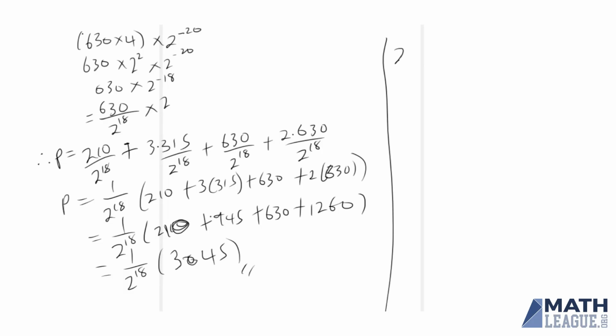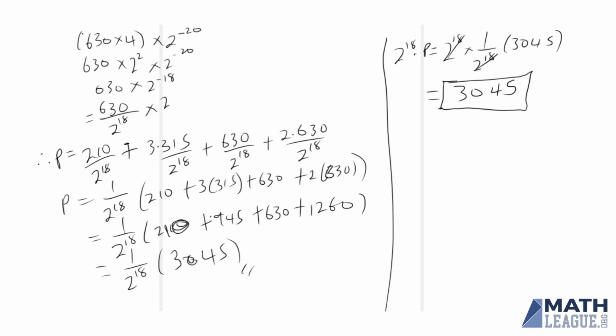So 2 to the power 18 times P, where P is 1 on 2 to the power 18 multiplying 3045. And clearly you can see that this cancels this right here. So finally our answer is 3045. So that is the value of 2 to the power 18 multiplying P. I hope you enjoyed this session.